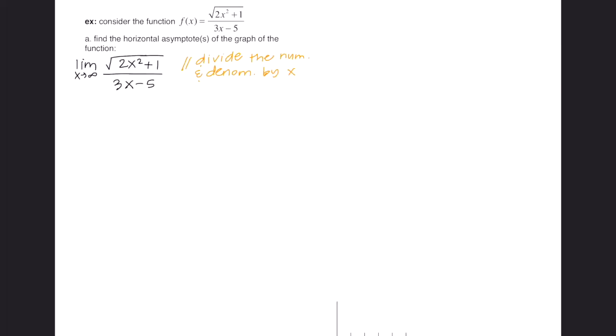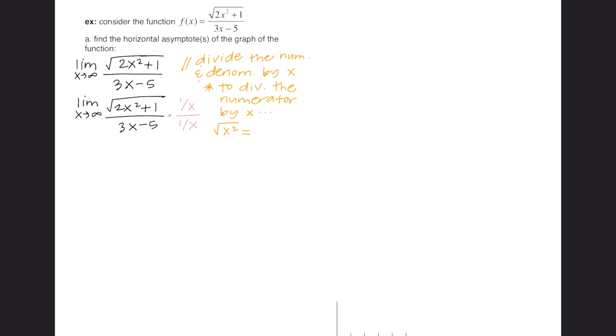Just like the previous problems, in order to evaluate this limit at infinity, we're going to divide the numerator and denominator by the highest power that's in the denominator. So we're going to divide the numerator and denominator both by x. You can see that in the denominator, this is no problem. But the numerator is kind of funky. In order to divide the numerator by x, because there's specifically a square root, I'm going to put a little definition right here. The square root of x squared is equal to the absolute value of x.